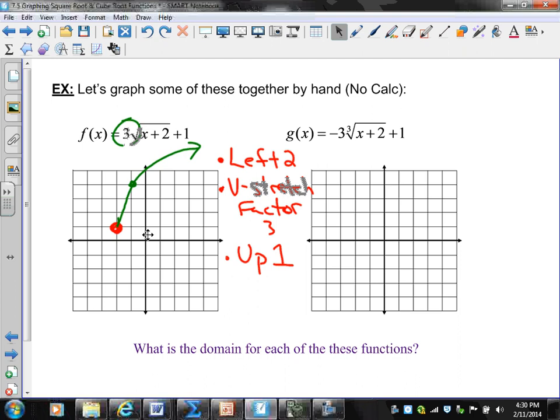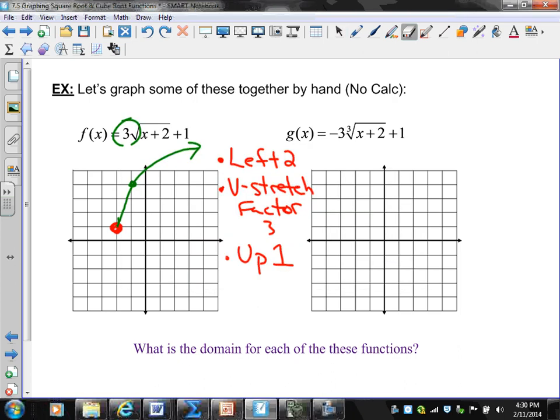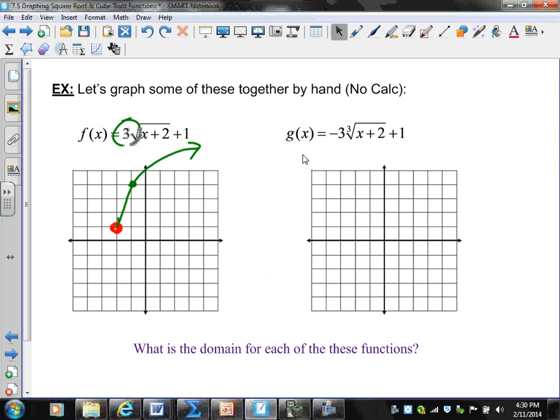Okay, let's do this last one, and then we'll talk about the question on the bottom of the page. So notice that this is the cube root function. And what are we doing? We're going left 2. There's a vertical stretch. And a little blast from the past here: that negative out there, remember what that does? That reflects it, doesn't it? This is going to reflect across the x-axis.